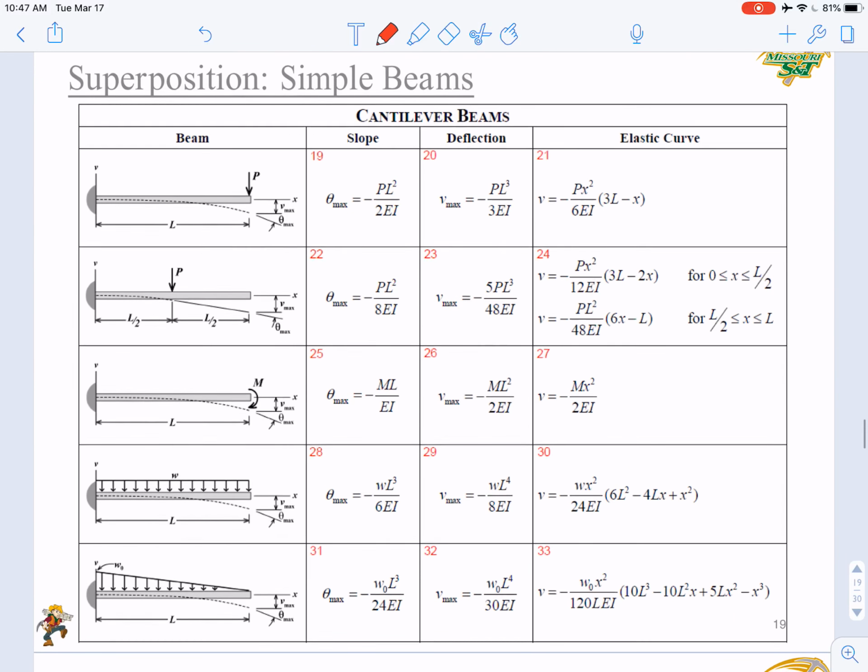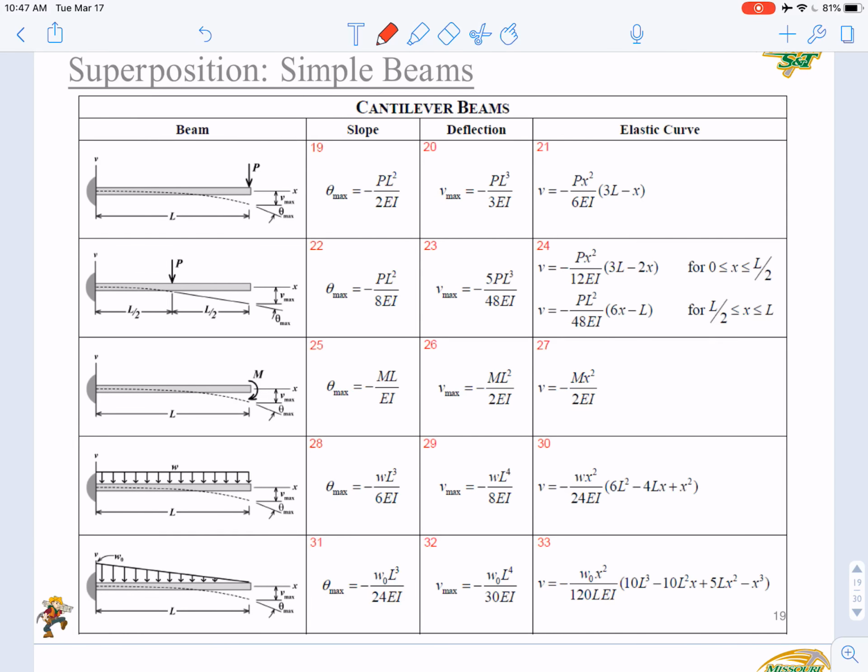And in the second table, you have cantilever beams, and you have many equations. Okay, let's look at the first one. You have a cantilever beam with a concentrated load at the free end here. If you want to know the maximum slope, obviously the maximum slope will be right at the free end. You can use this equation to calculate the value.